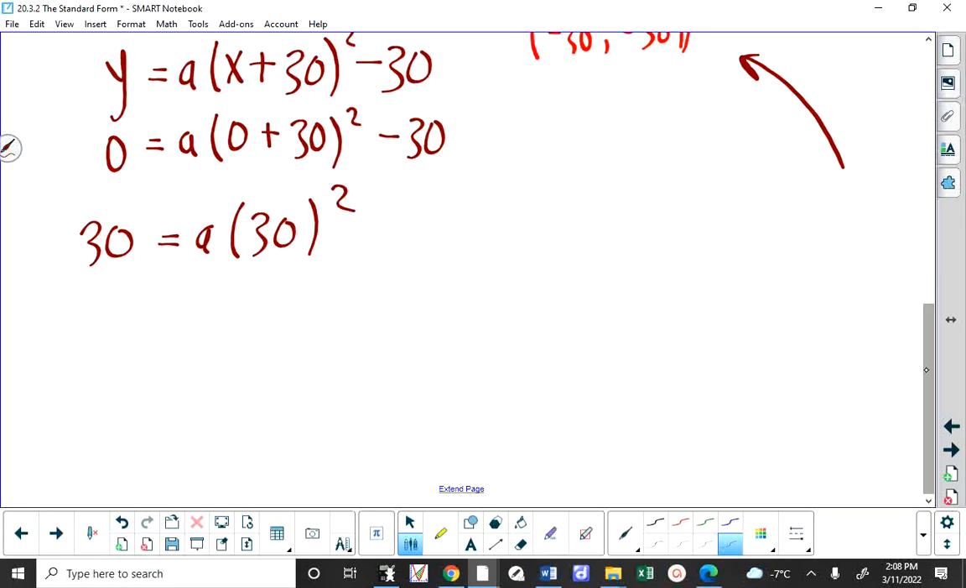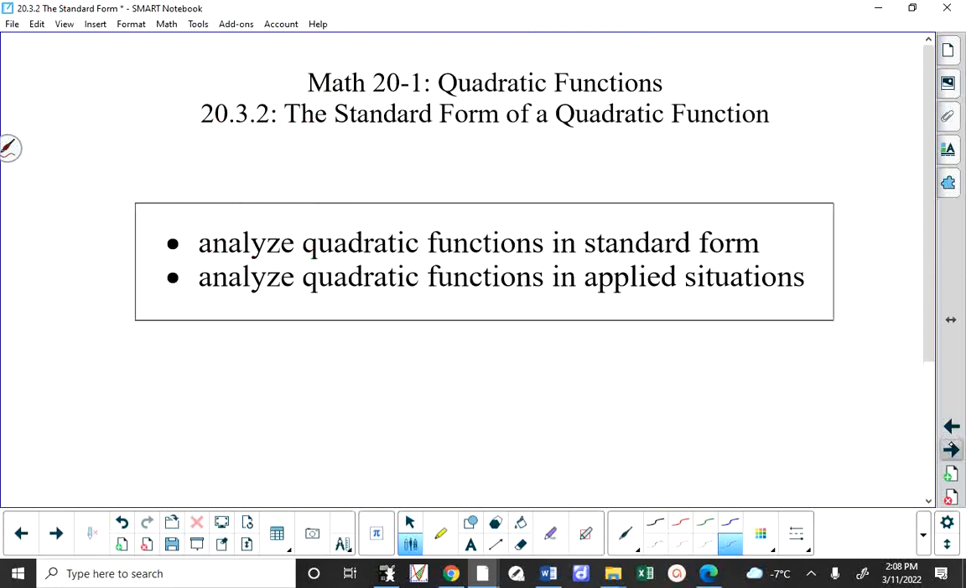All right, we are going to move on now to what's called the standard form of a quadratic function. So you'll need your note package open to this lesson. Unfortunately, I didn't write the page down, but you can find the page quite easily. Page 10.